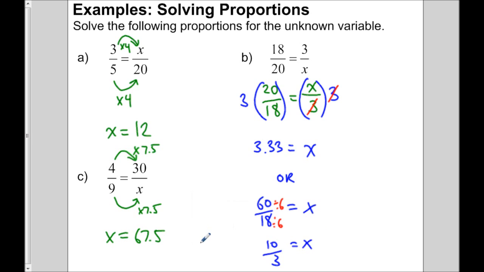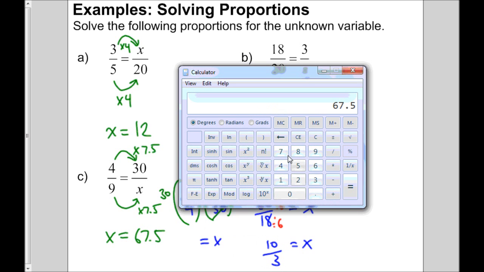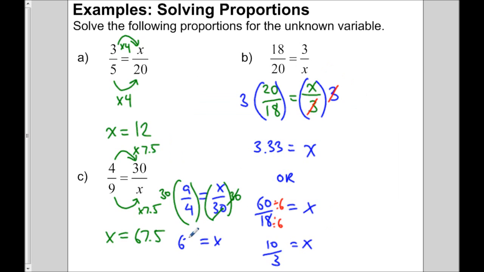Now, we can do this using the algebraic method by, again, flipping both sides upside down. That way x is on the top. And then we would multiply both sides by the 30. So the 30s will divide out. So x is equal to 30 times 9 divided by 4, which gets us 67.5 again. So it doesn't matter how you do it, right? Either way works.